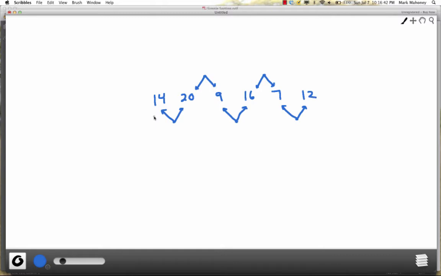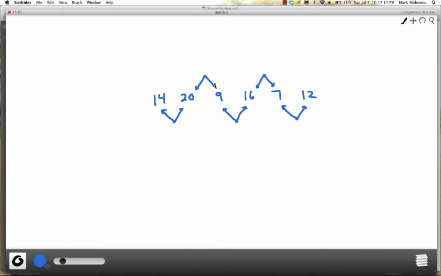Okay, so basically what we're going to do is look at each left-hand value and compare it with the right-hand value. We're going to do this for each adjacent pair. And if the left value is less than or equal to the right value, we're not going to do anything. We're just going to move on to the next adjacent pair. So for example, in the first adjacent pair, we have 14 and 20. 14 happens to be less than 20, so we're not going to do anything special. Okay, we're just going to move on to the next adjacent pair.